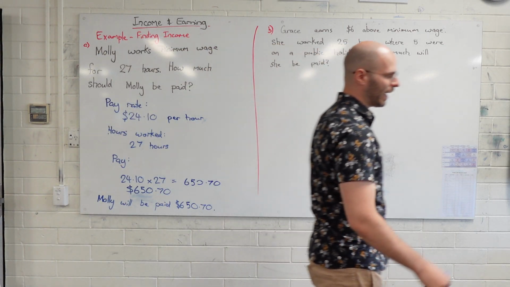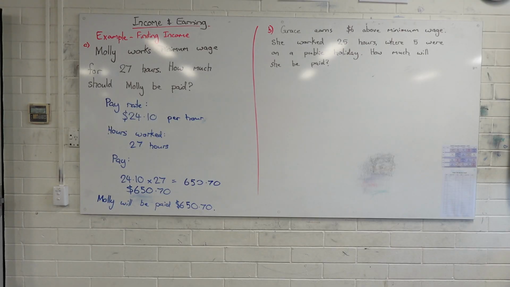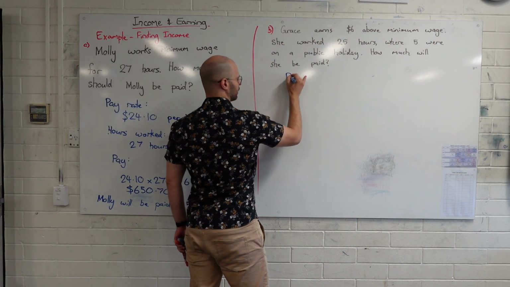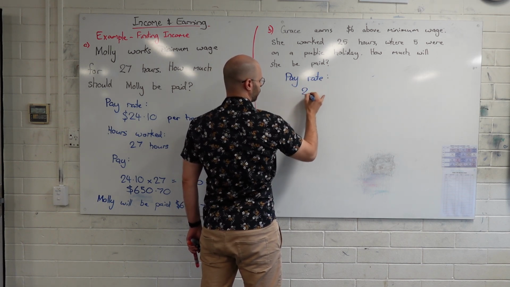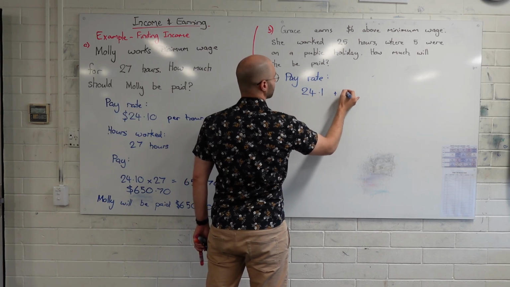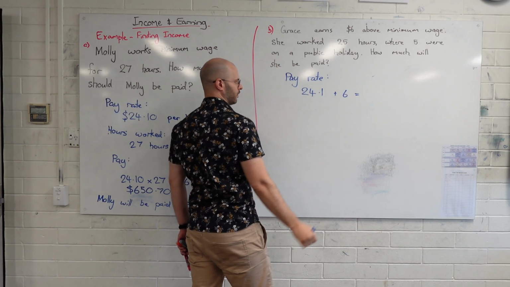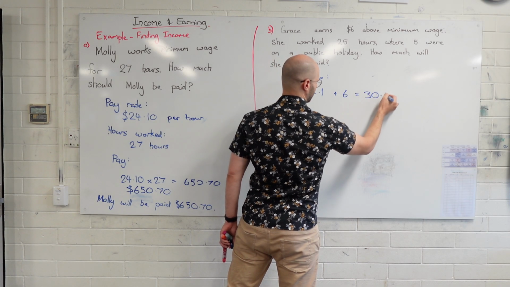Next one, we have something slightly trickier. Grace earns $6 above minimum wage. She worked 25 hours, where 5 of those were on public holidays. How much will Grace be paid? Now firstly, how much is Grace being paid per hour? It's $6 above minimum wage. So what will that be, Jacob? Yeah. So the pay rate is interesting on this one. It's going to be 24.1 plus $6 because it's $6 above. That's going to give us 30.1.